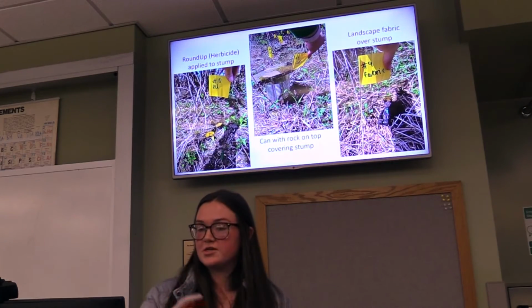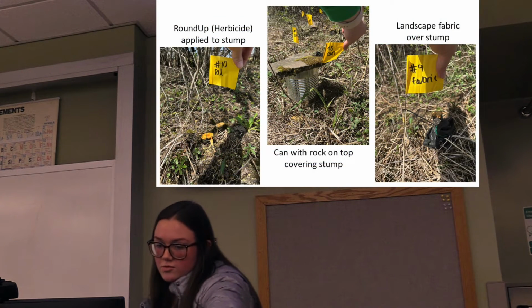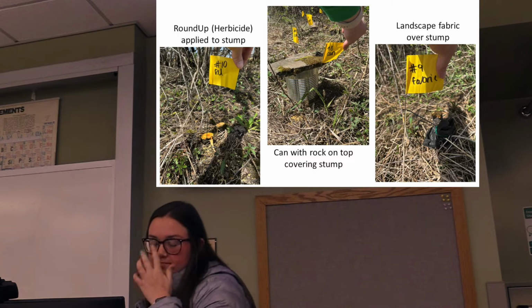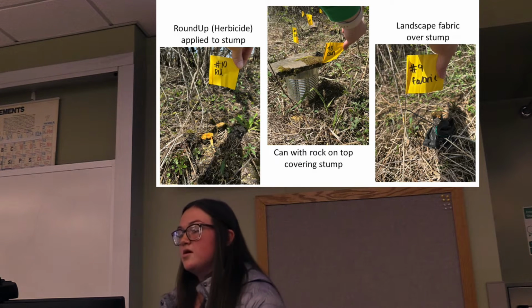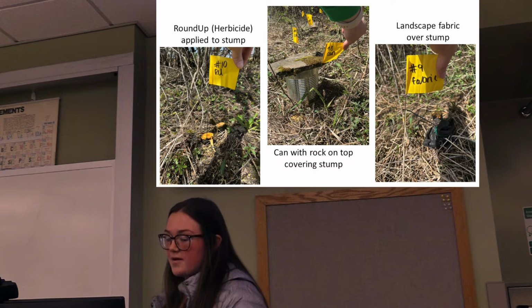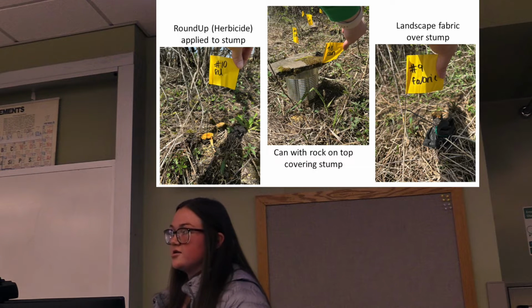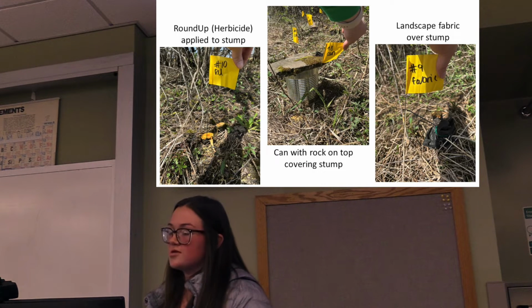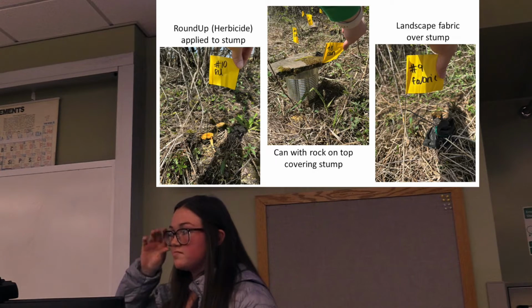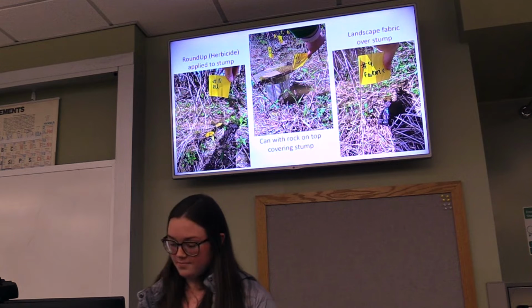In our first picture is the Roundup on the stump. As you can see, there's the orange heartwood and the yellow sapwood. The second picture is how we put the can and the rock. And the third picture is the landscape fabric. I cut squares and set it over the entire stump and used twist ties, almost like a bread tie, and wrapped it around the stump to secure the landscape fabric so it wouldn't blow off.